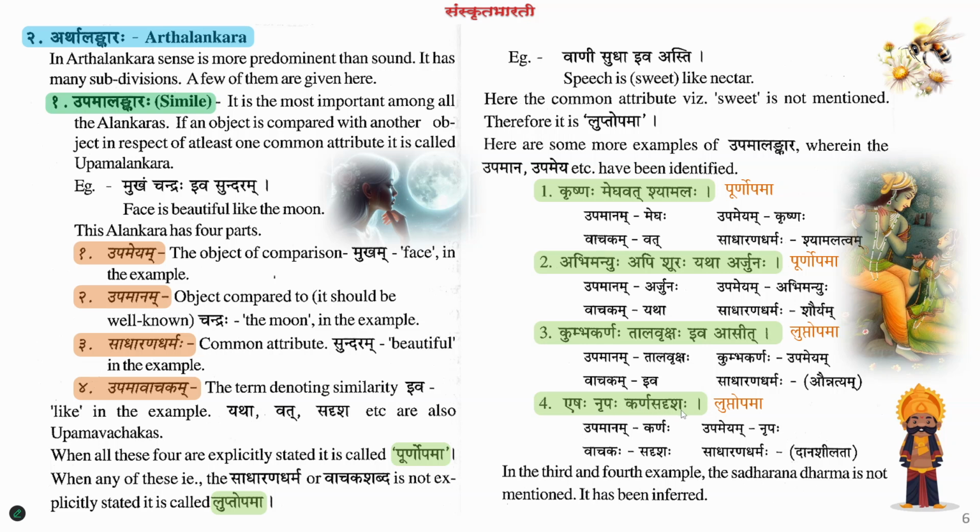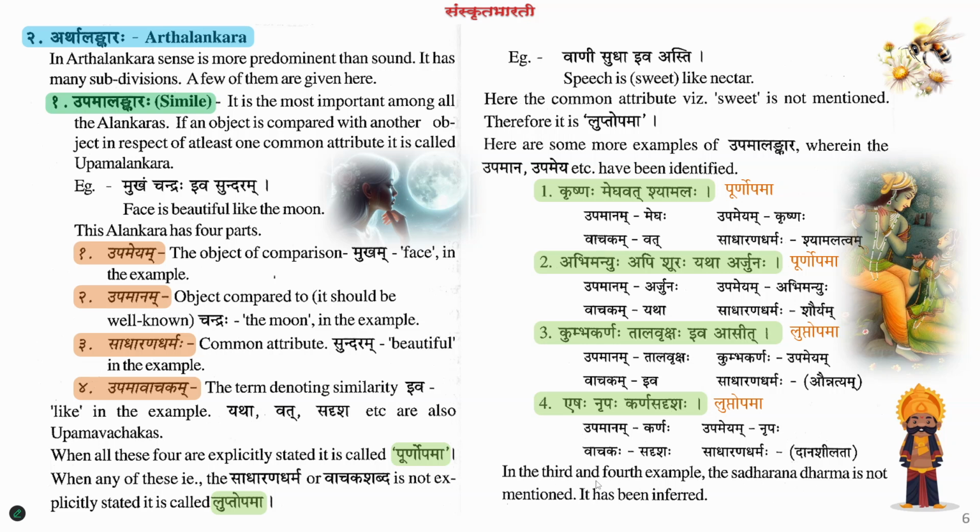Yeshaha nrupaha karna sadrishaha. Aha. So dana shauryam, dana shilata. Okay. Dana shauryam also we can kind of say. Okay. Yeshaha nrupaha karna sadrishaha. Sadrisha shabda is the vachaka. Nrupa is the upameya. Upamana is Karna himself. Yesha is just there on the side. No need to bring it into the equation. Luptopama because Dana is not mentioned. So Dana Shilata is the Sadharana Dharma. So I think nice examples they have given with which we can learn this very well.